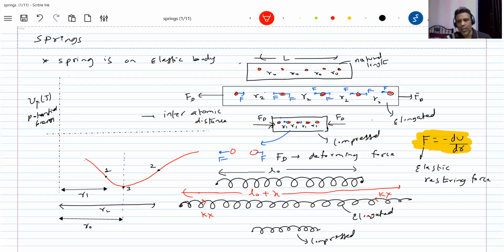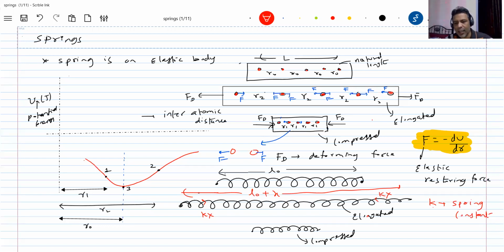So now look at this. This will be L naught plus X. So what is that? It is being elongated. How much elongation? X here. Now I'll show the total elastic force that is acting. I'll call that the spring force. We'll call that K. So what is K? K is called the spring constant.